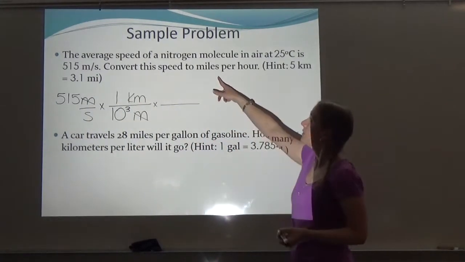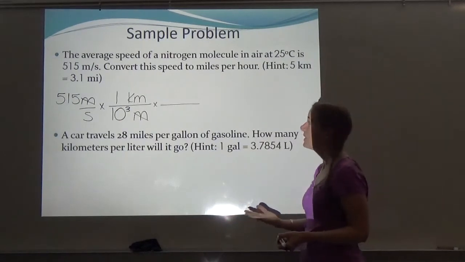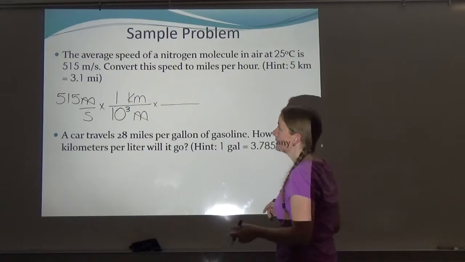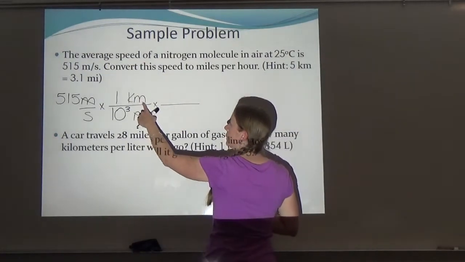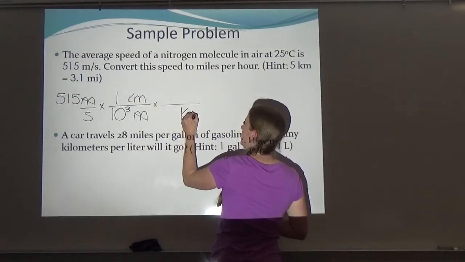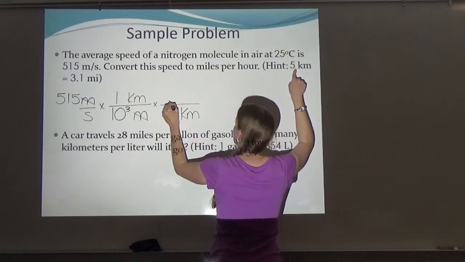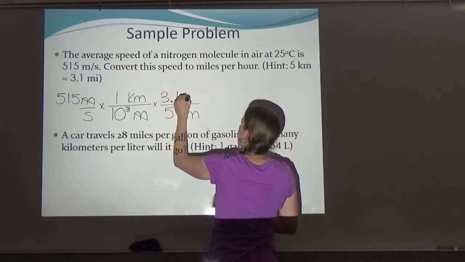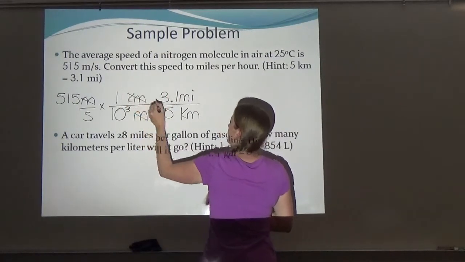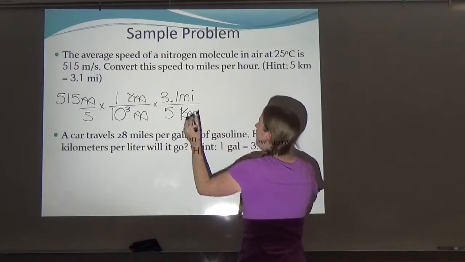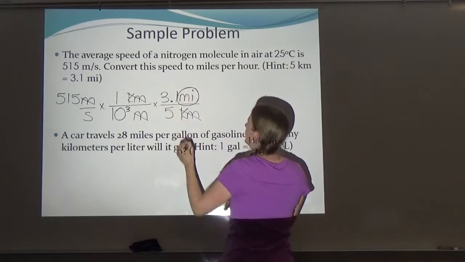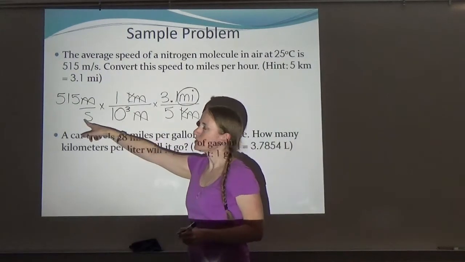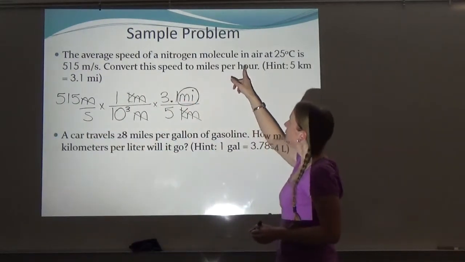But remember, I don't want kilometers, I want miles, so I need to keep going. All right, so I gave you the hint, 5 kilometers equals 3.1 miles. So I follow my golden rule. Kilometers has to go on bottom, and so I'm going to use my hint, 5 kilometers equals 3.1 miles. So kilometers cancel. So now I have miles, which is what I want, but right now I have miles per second. We need miles per hour.